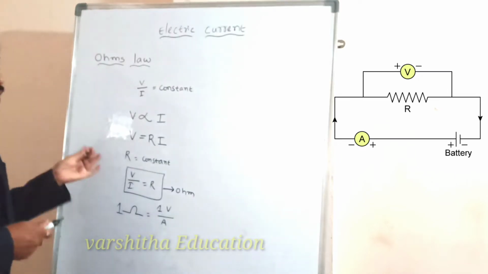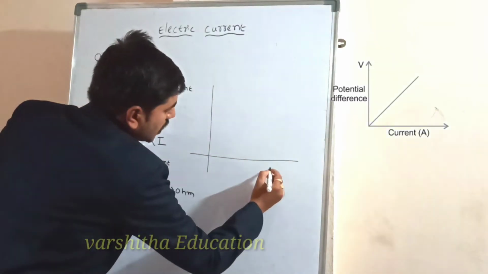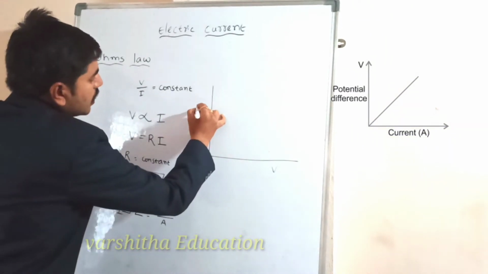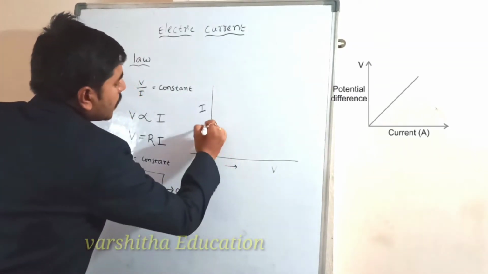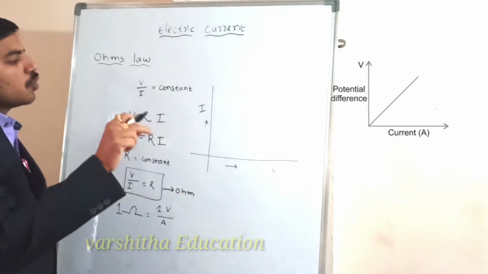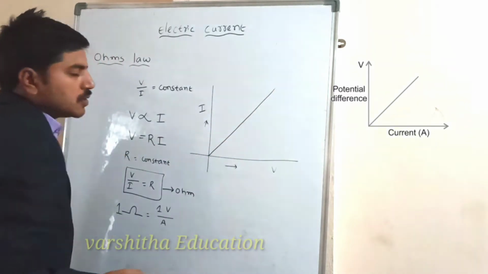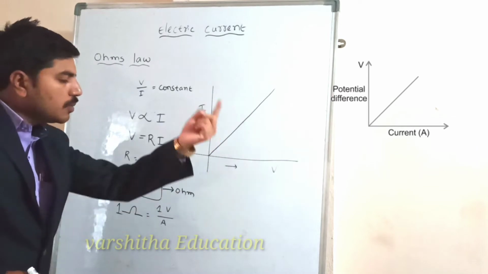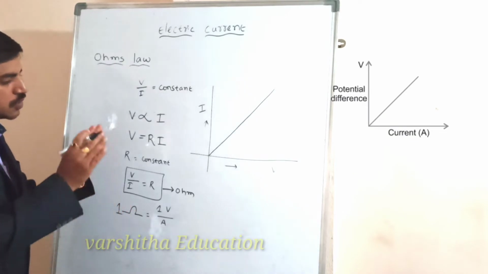If I take a VI graph, with potential difference on the x-axis and current on the y-axis, and apply Ohm's law to an ohmic conductor which follows it, the graph is a straight line passing through the origin. It is uniform and won't change. That is the ohmic conductor.